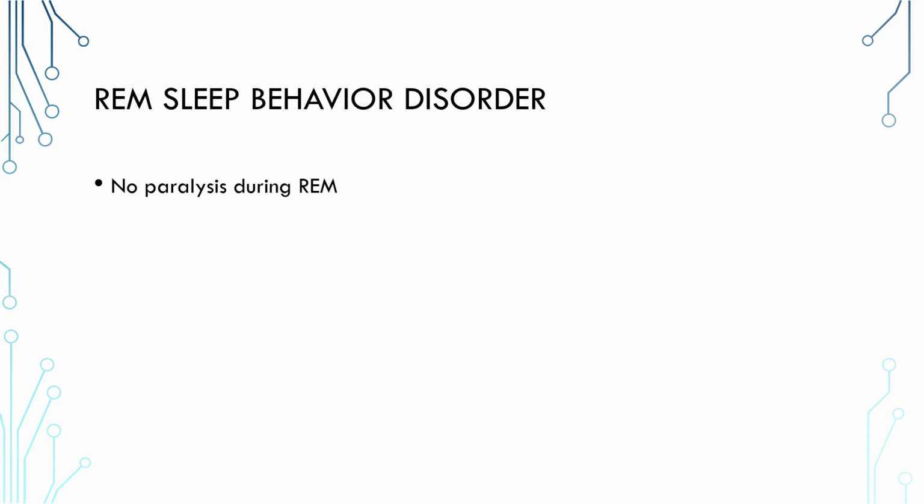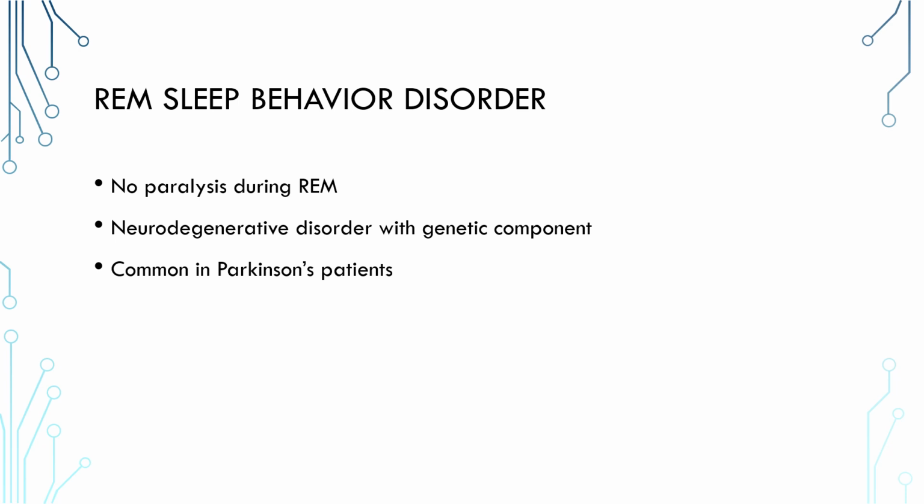So it's good that you are typically experiencing muscle paralysis during REM sleep, because you may get up and start actually acting out your dream. Well, that's what happens with folks that experience REM sleep behavior disorder. They don't have the paralysis that typically goes along with REM sleep, so they actually may get up and start moving around and acting out their dream. This seems to be a neurodegenerative disorder with a genetic component. So if you have family members that have had this, it's more likely that you may have it, for example. This becomes common also in Parkinson's patients.